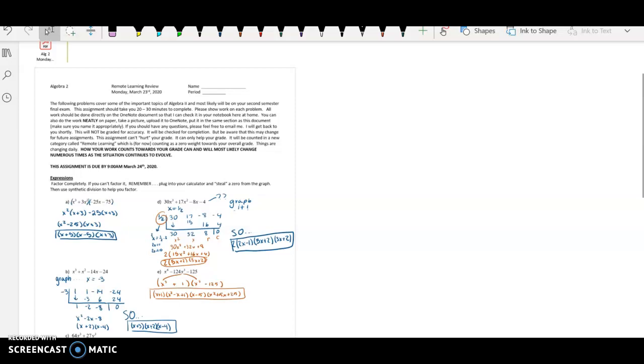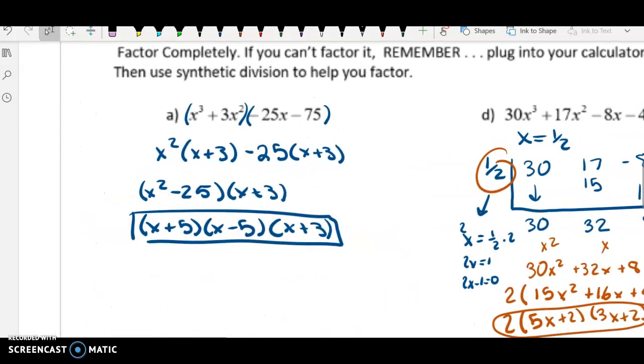Hey all, so I'm going to go over real quick yesterday's assignment just because I know there was a lot of confusion on how to do all of these problems. So this is just a mix of all of the types of factoring. It's not just one type, it's multiple types. So the first example was factor by grouping.